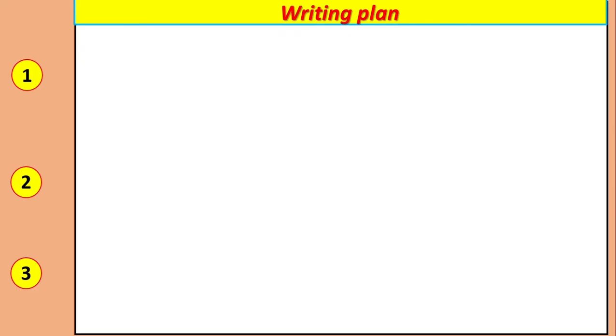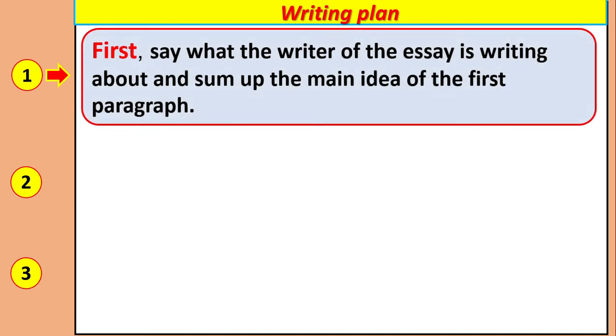Okay, now I will explain to you the writing plan. How can I write my summary? Starting with number 1, which is what? The introduction. First, say what the writer of the essay is writing about and sum up the main idea of the first paragraph. So in the first sentence, you're going to say what the writer of the essay is writing about. Give me the main idea, sum up the main idea. Okay, so in the first paragraph, you are going to summarize the main idea in your own words.